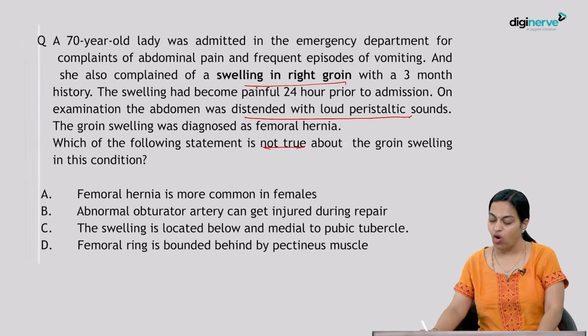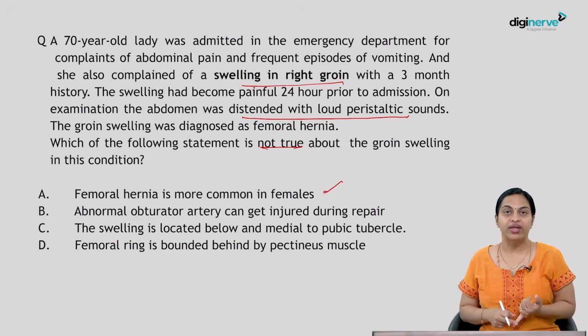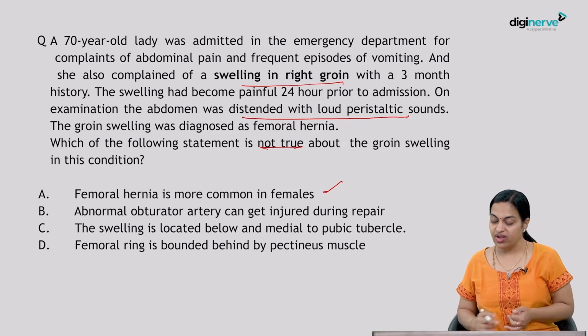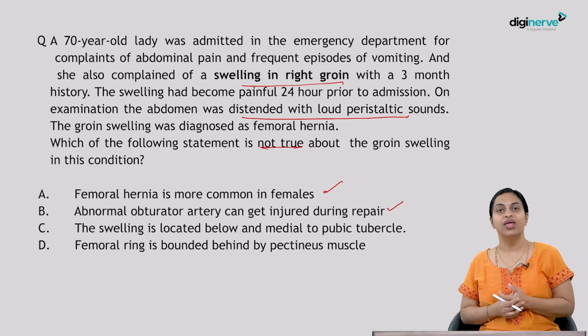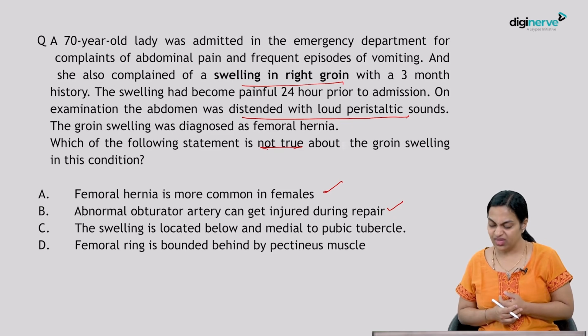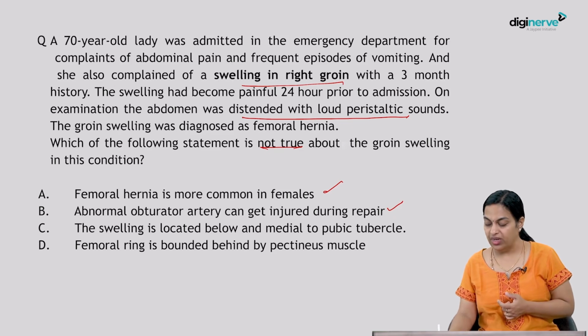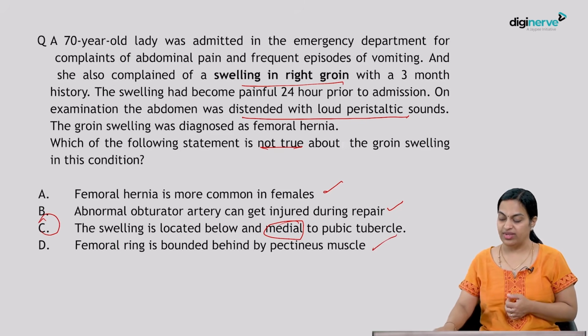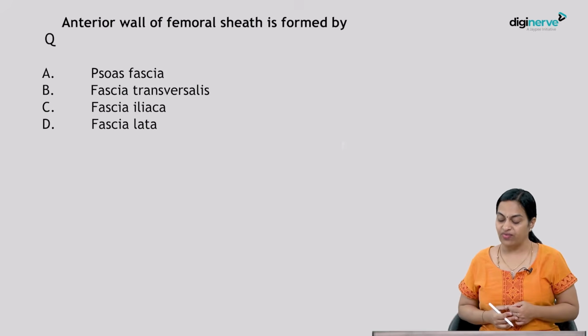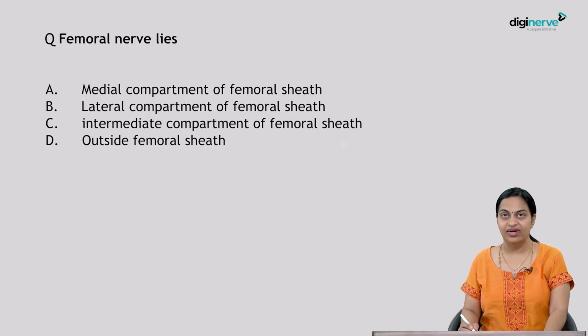Femoral hernia is more common in females. Yes, you can tell me, because of the wider pelvis, wider femoral ring and smaller size of the femoral vessels. An abnormal obturator artery can be injured during the repair because it lies over the lacunar ligament that forms the medial boundary of the femoral ring. This swelling is located below and lateral to the pubic tubercle. The femoral ring is bounded behind by the pectineus muscle, which is of course right. The anterior wall of the femoral sheath is formed by fascia transversalis. The femoral nerve lies outside the femoral sheath.